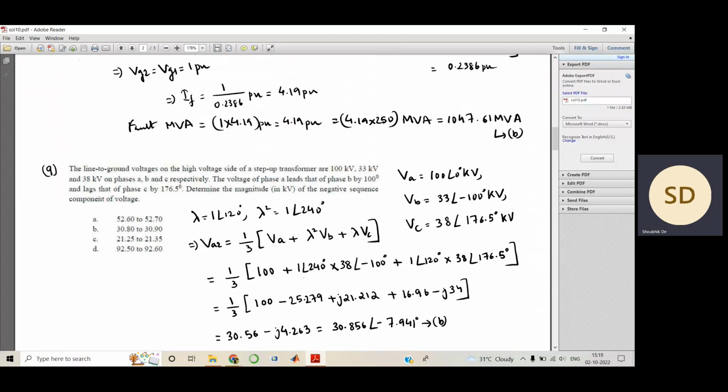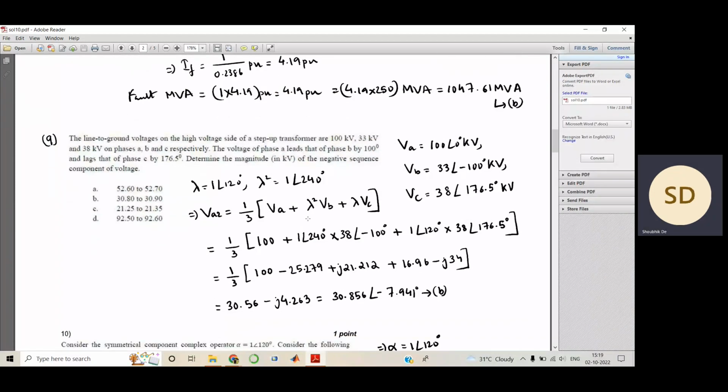Now they have told us to determine the magnitude of the negative sequence component of voltage. This parameter lambda, as we know, we use in sequence components problems. Lambda is 1 at an angle of 120 degrees and lambda square is 1 at an angle of 240 degrees. So VA2 would be, as you know, the formula. It is pretty well defined.